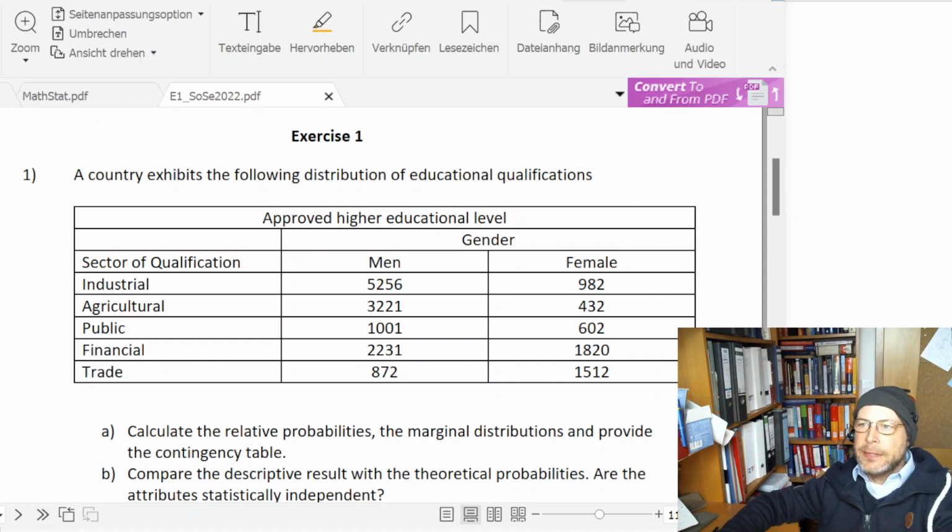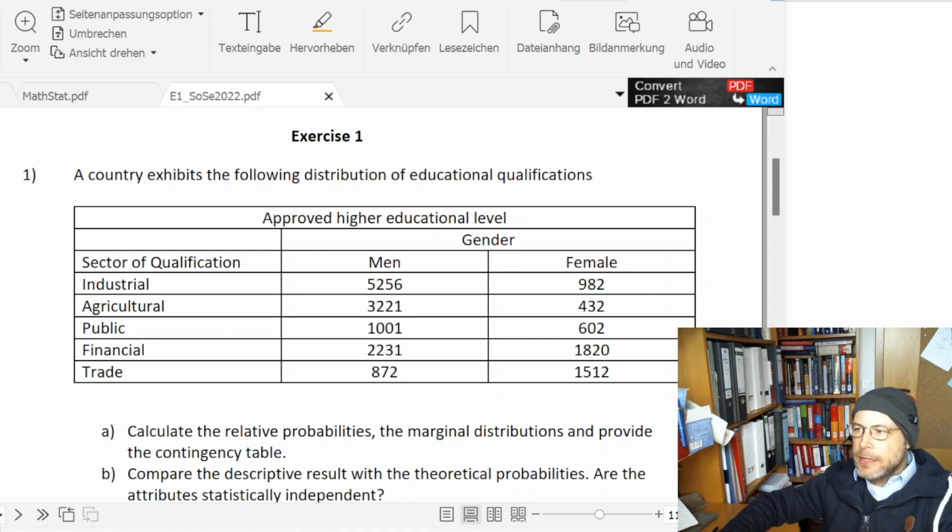And having this data, we want to calculate the relative probabilities. And from these relative probabilities, we want to calculate the cumulative probabilities and the contingency table. And in the end, in a descriptive way, we want to decide if these two attributes, sector of qualification and gender, are more or less independent or not. This is the question we want to answer.